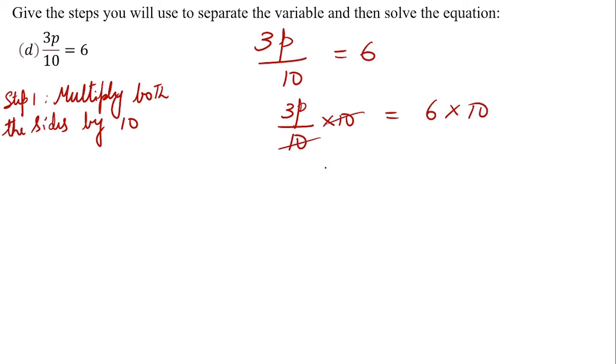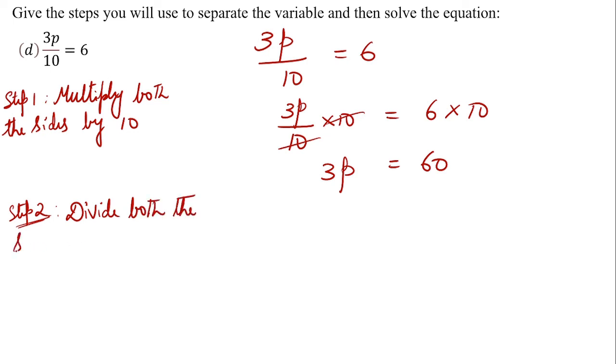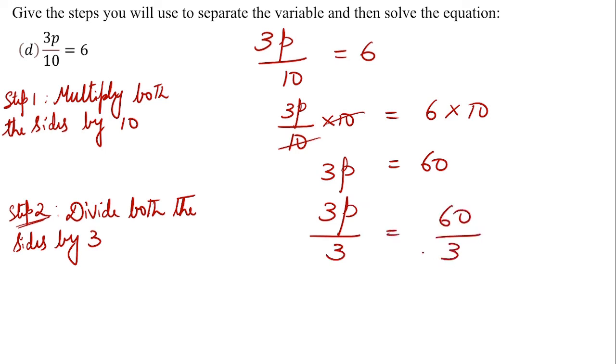10 and 10 gets cancelled. What remains is 3p is equal to 6 into 10 is 60. So what is step 2 now? 3p is 3 into p. So into means you have to divide. Divide both the sides by 3. So 3p divided by 3 is equal to 60 divided by 3.